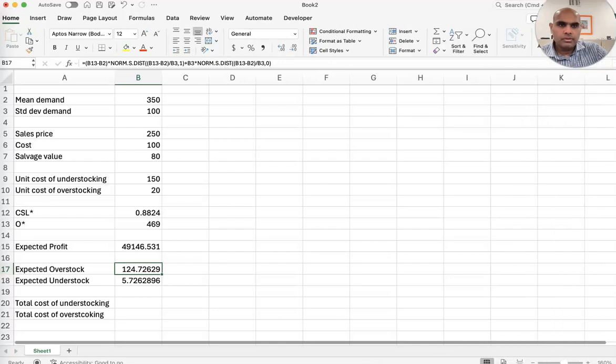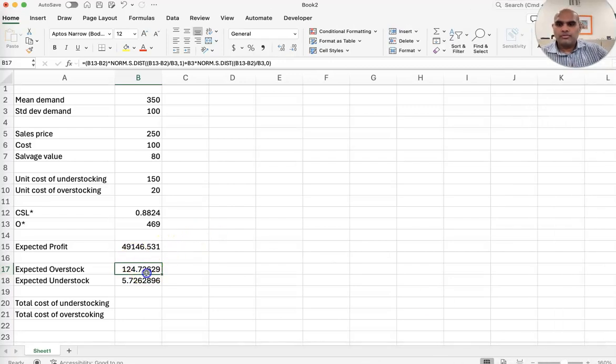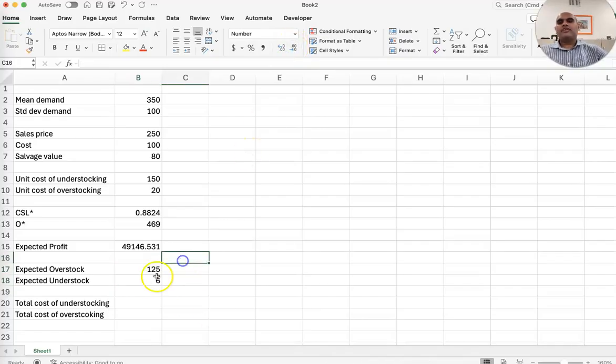So I'm just going to move that over. A couple of things. I just want to get these down to 0 decimals. I'm not going to round them up, I'm just going to get rid of the decimals. So the expected overstock is about 125 items and the expected understock is 6 items.